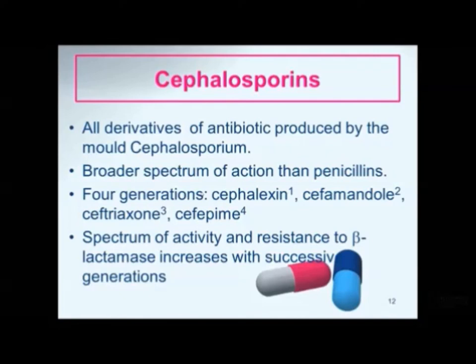There are now 4 generations of cephalosporins. The first ones had a narrower spectrum of activity, and as we've gone through the generations, the spectrum of activity has increased, but also the resistance to beta-lactamase. So in the later generations of cephalosporins, we've got drugs that are more useful because they have a broader spectrum of activity, but also more likely to be able to kill bacteria that produce beta-lactamase because they're not affected by the beta-lactamase. So these numbers here are just indicating the generations.